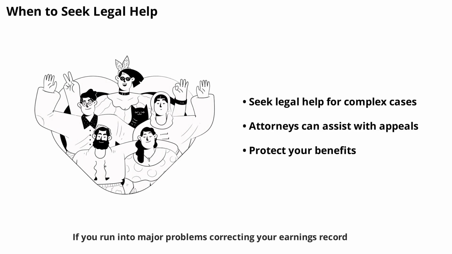If you run into major problems correcting your earnings record, or if your benefits are at risk, consider seeking legal help. Attorneys who specialize in Social Security issues can guide you through appeals and complex cases. Don't hesitate to get professional assistance if you need it.